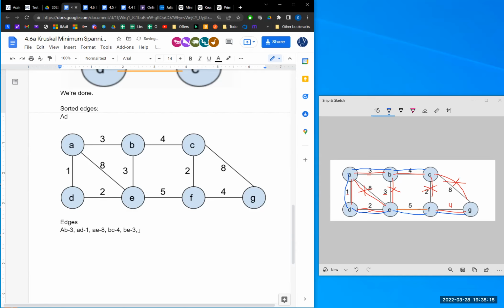Move along to C. CF for 2. CG for 8. Move along to D. DE for 2. That's it there. E has F for 5. F has G for 4. Make sure for everybody: 1, 2, 3, 4, 5, 6, 7, 8, 9, 10 edges.